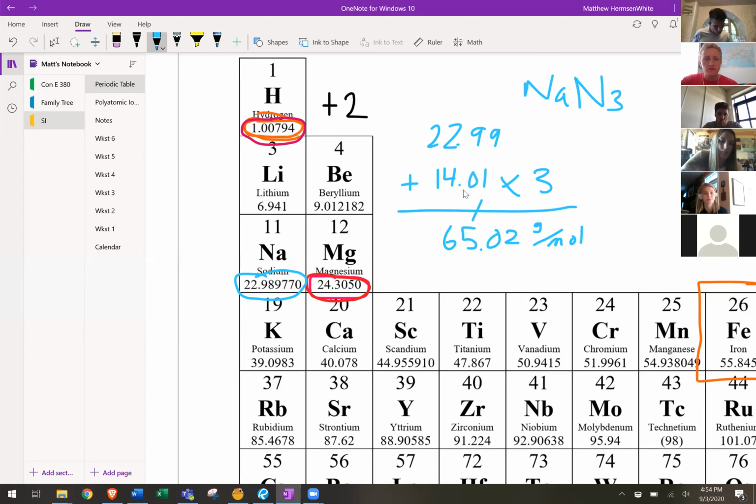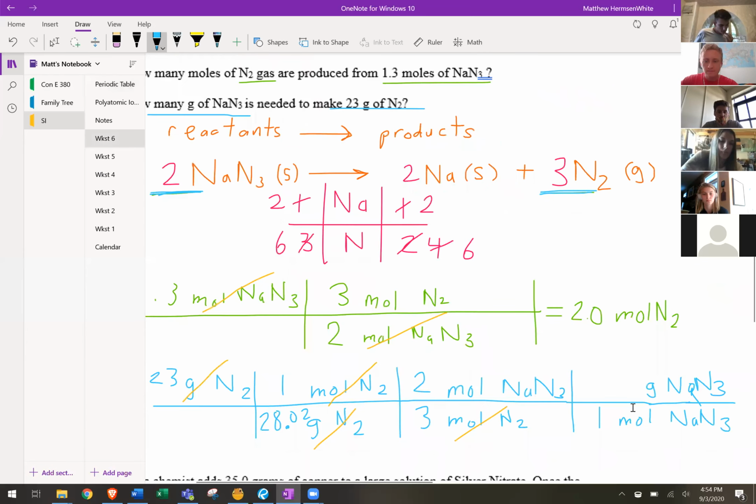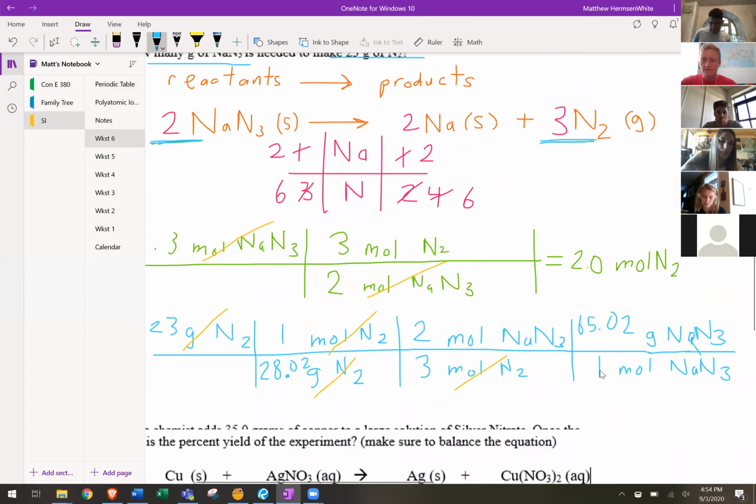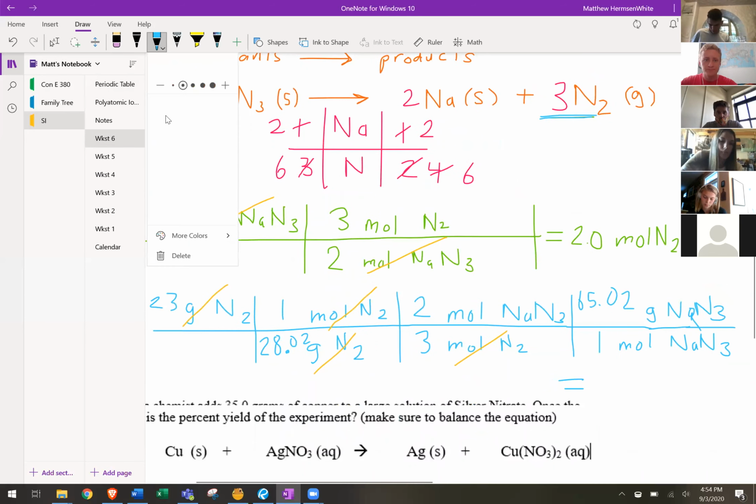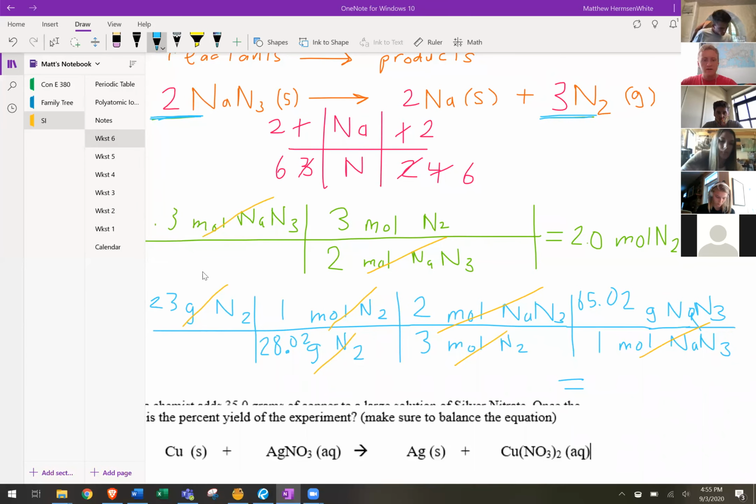So 65.02, we're going to put this into our equation here: 65.02 grams of NaN3 per 1 mole. And once again, look, our units, mole NaN3, canceling top and bottom. To do these calculations, again, I recommend you try this on your calculator. Multiply everything on the top and divide everything on the bottom. So 23 times 1 times 2 times 65, divided by 28, divide by 3, divide by 1. And I lost my answer key, so I'm going to do it myself. And I recommend you try it as well.